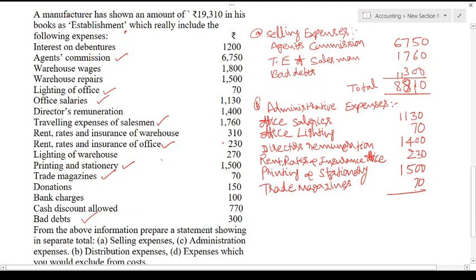Now we have to add all the expenses of office and administrative expenses. The total comes to 4,400 rupees, office and administrative expenses.